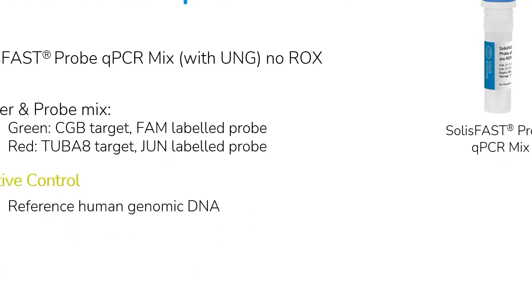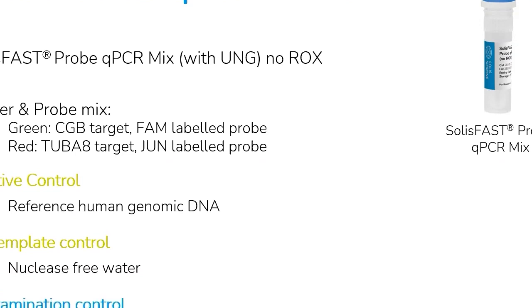As a positive control, we use human genomic DNA. For no template control, we use nuclease-free water, and for contamination control, we used dU-containing amplicons to show the efficiency of UNG for the elimination of the contamination.